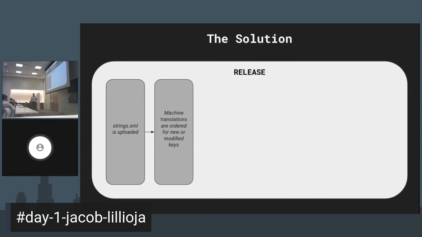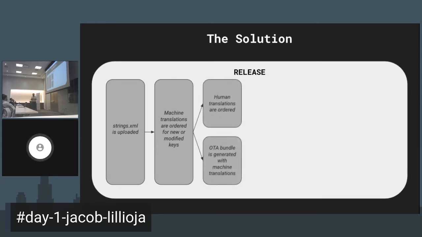The new or modified keys are identified and submitted for machine translation, which usually costs on the order of a few dollars and takes about 2.5 minutes. Much cheaper and quicker than human translations. And now we can parallelize the rest of this process. First, an OTA bundle, an over-the-air bundle, is generated with the machine translations, which means that those machine translations are available in our release candidate that has been created.